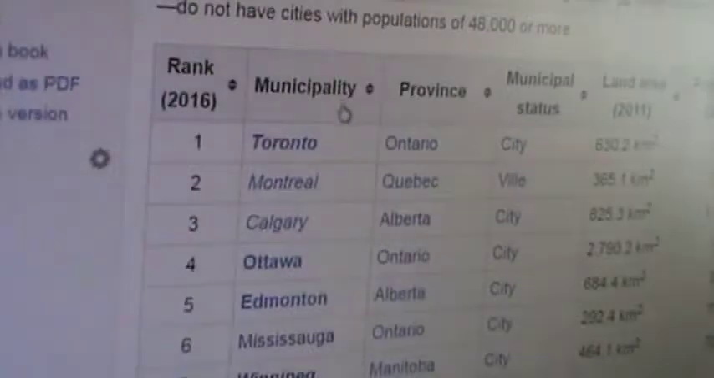Okay, we're solving the largest cities in Canada. Ontario, Alberta, Ontario, "I am." Montreal. I forget the "I ams" in Montreal.